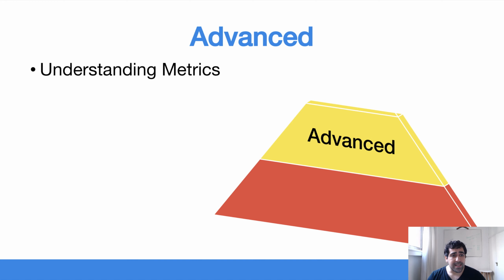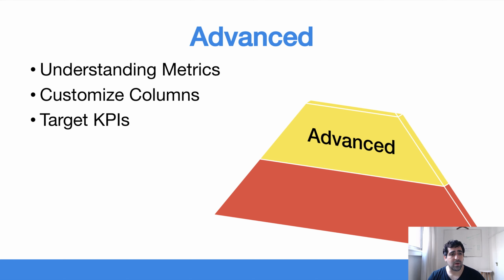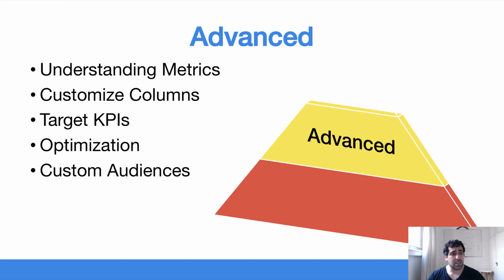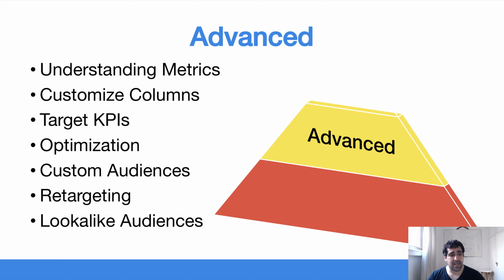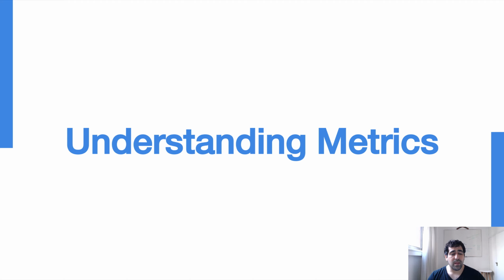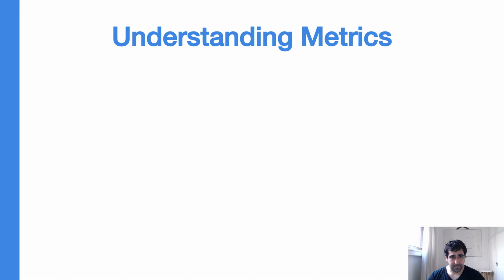And in the advanced section, we are going to be covering how to understand the metrics, how to customize your columns so that you can read the proper data, the target KPIs that you should be considering, the optimization, custom audiences, retargeting, lookalike audiences, and budget allocation. So those are going to be all the sections in the advanced piece of this training. And we're going to be starting with understanding the metrics.